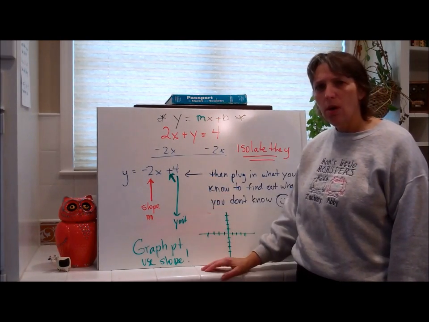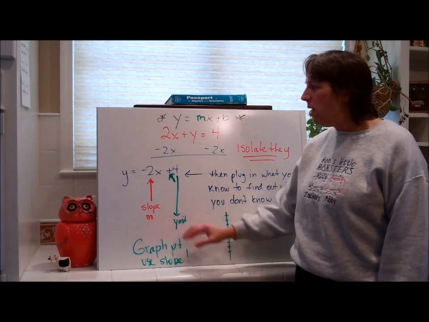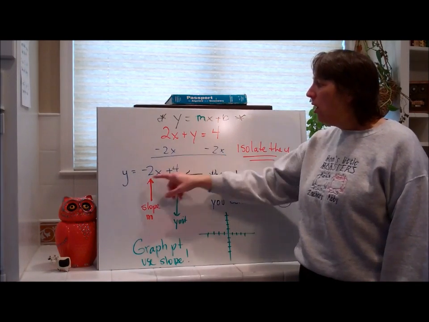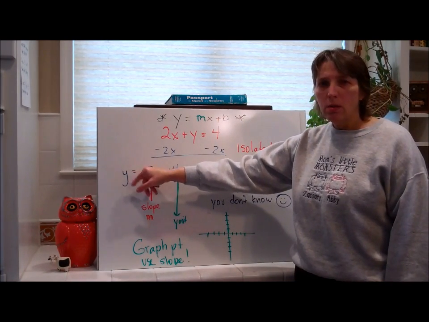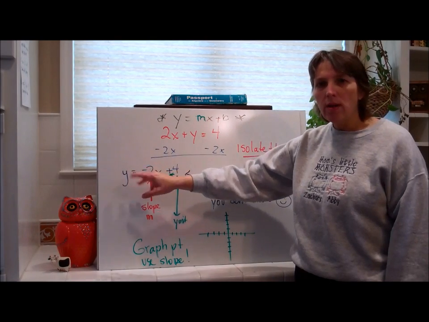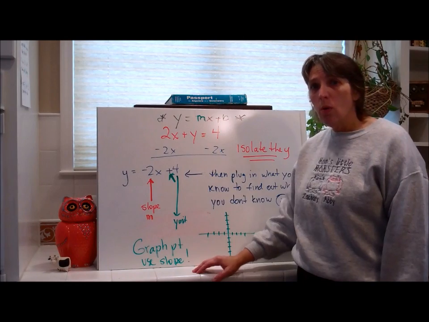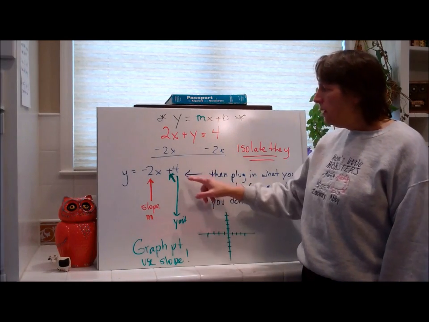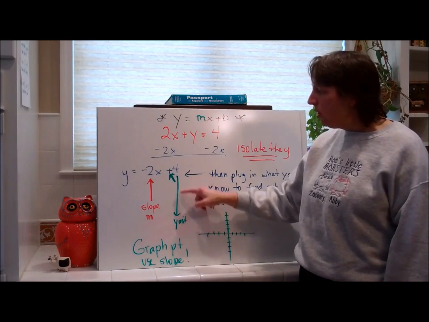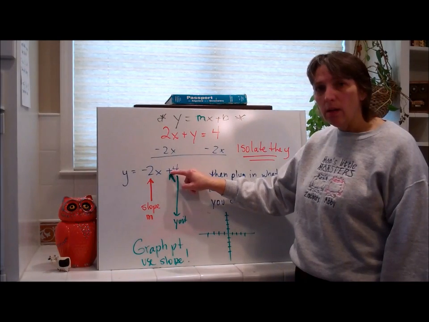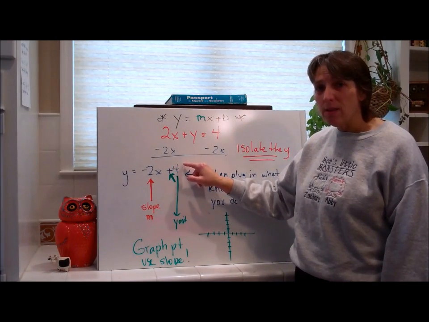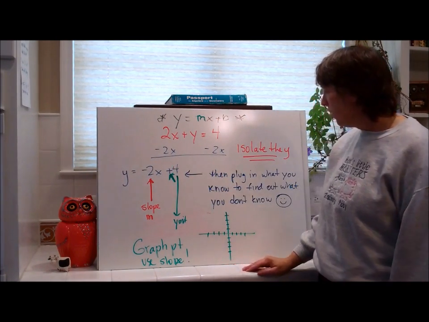That's the number, just the number by itself. Sometimes students get confused and think, oh, the y is the y-intercept. No, the y is the variable that you're finding the coordinate points for x and y. So 4, the important thing you need to note here is the sign. So the y-intercept is a positive 4, it is not a negative 4.